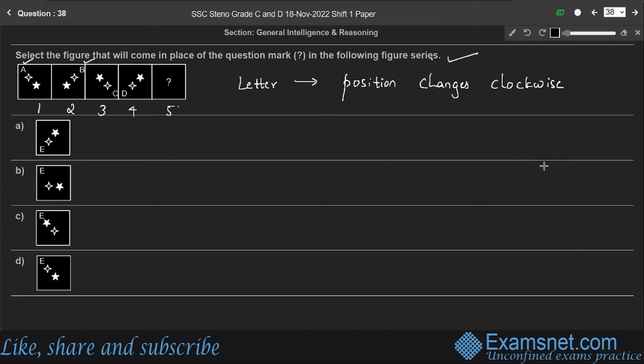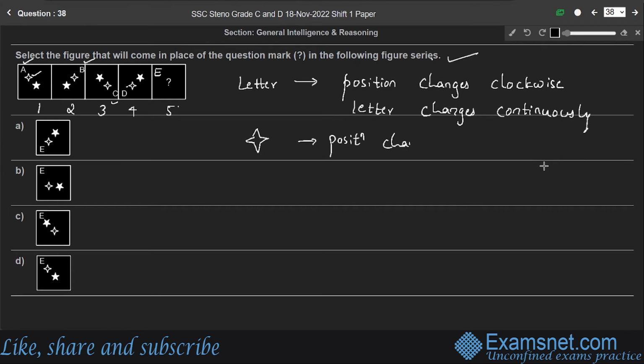And the letter also changes continuously. Therefore, in the third figure we have C, in the fourth figure we have D. Therefore, in the fifth figure, we'll have E in the top left corner. When it comes to the non-shaded star mark, we'll consider its position, which is changing like this. Therefore, in the fifth figure, the position changes.